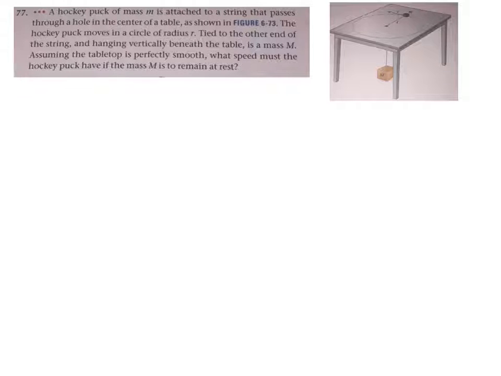Chapter 6, Number 77, A Classic in the Field. A hockey puck of mass M is attached to a string that passes through a hole in the center of a table as shown in the figure. The hockey puck moves in a circle of radius r. Tied to the other end of the string and hanging vertically beneath the table is a mass M. Assuming the tabletop is perfectly smooth, what speed must the hockey puck have if the mass M is to remain at rest?